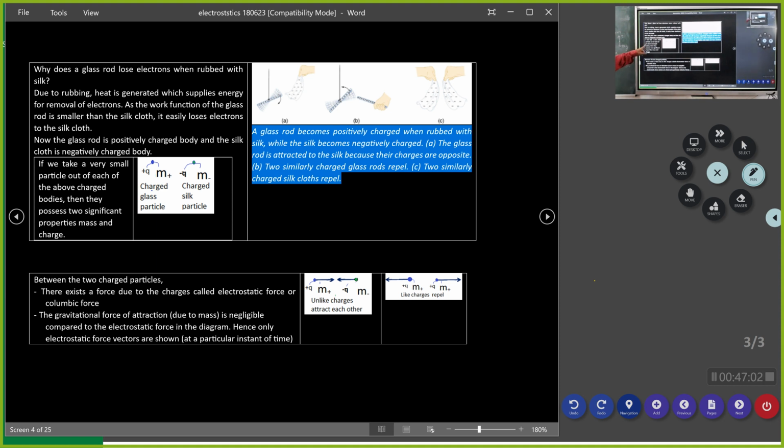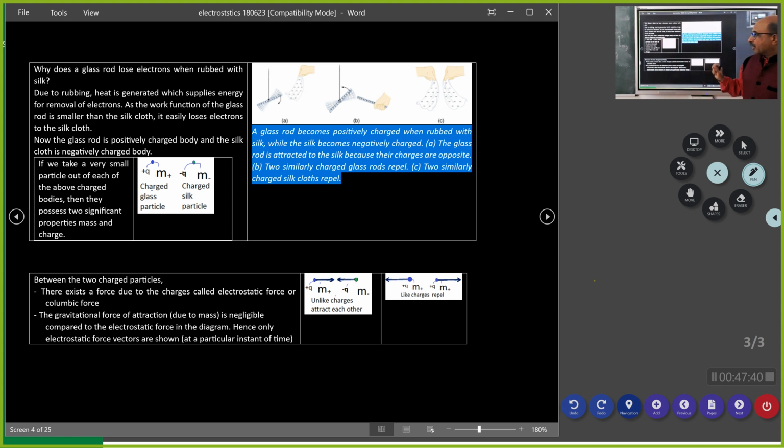If we take a very small particle out of each of the above charged bodies, that is, you have a big glass rod and another one a tiny piece of sand, and a silk rod and another one a tiny piece, then you can treat them as charged particles. I could have told you to take a proton and electron, but you cannot take a proton and electron. So the concept is that we just have two tiny particles from this. So we can call them charged particles.